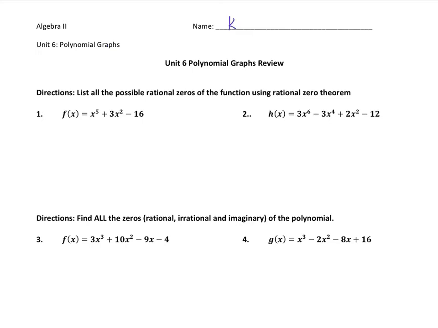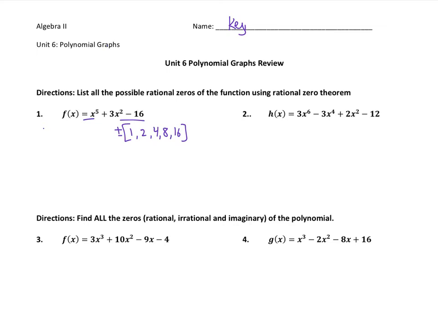Alright, so this is the key for the target 6 final review. First thing we're going to do is find the rational zeros for our polynomials using the rational zero theorem. So we want to find all of the factors of 16 divided by all of the factors of our leading coefficient, which in this case is 1. So that gives us plus or minus 1, 2, 4, 8, and 16. We're going to divide all of those by 1, and since everything divided by 1 is just itself, those are all of the possible zeros for our first one.